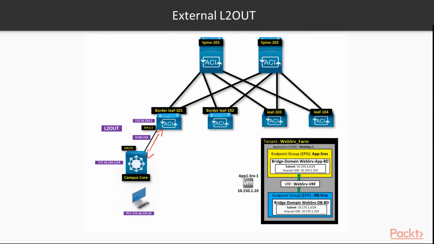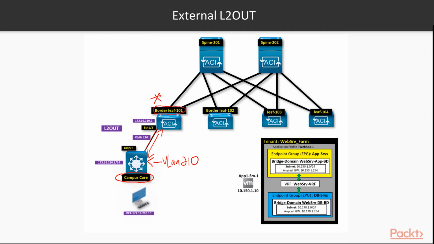So let's say, for example, you have a campus core switch outside of your ACI fabric. You have a couple of VLANs inside this core switch, and you need to provision an interface and allocate a resource inside ACI to be part of this VLAN inside the core switch. In this case, we are going to designate VLAN 210 for our demonstration. So we have this core switch, and we have a Layer 2 uplink going to border leaf 101.